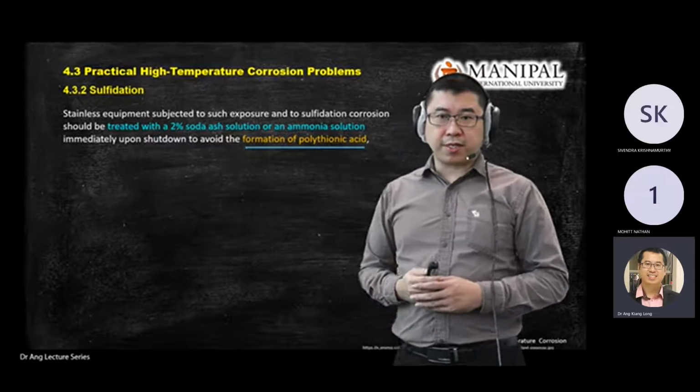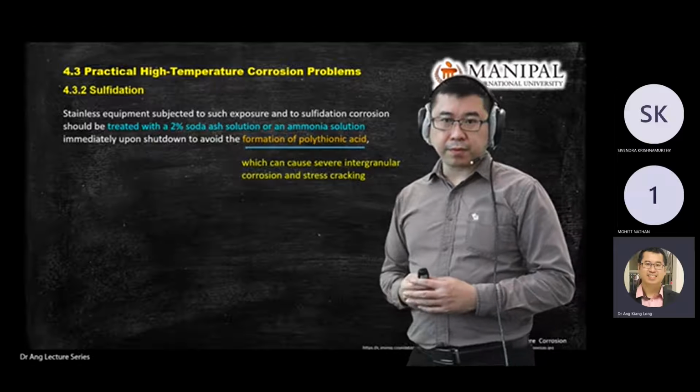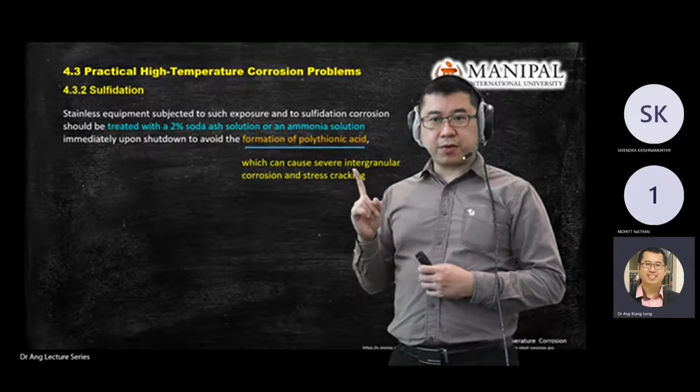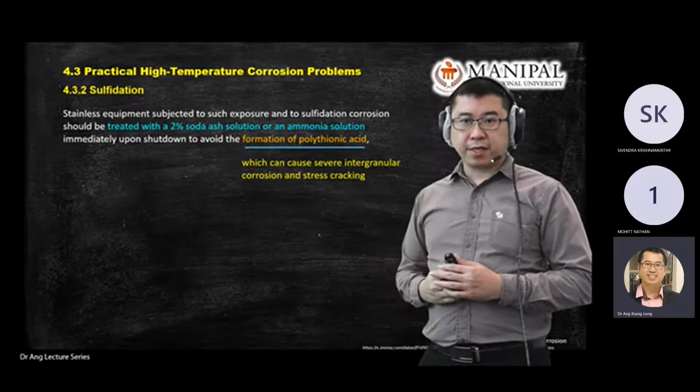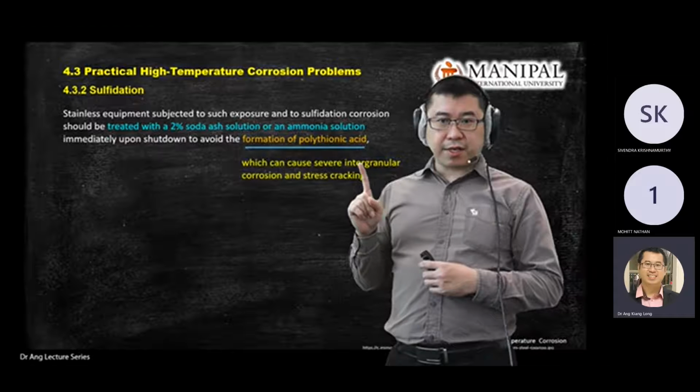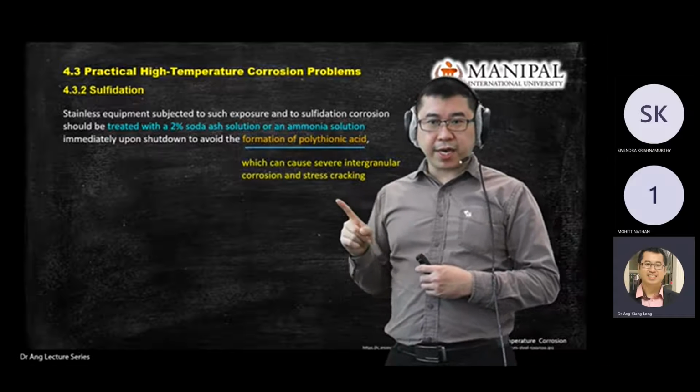Acid is not a good thing. So this is the explanation of what happens if you have acid. When you have acid, you have intergranular corrosion and stress cracking.